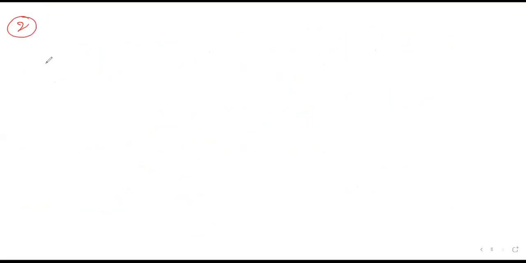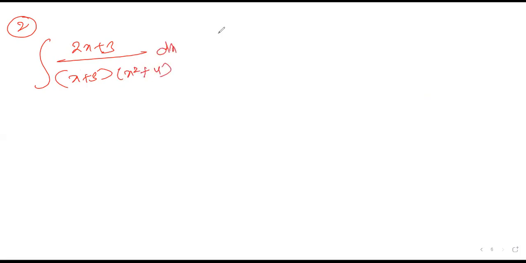It is here: integration of (2x plus 3) by (x plus 3) into (x square plus 4) dx. Clear? What is the method we need to follow for this? First method. This is 1 plus 2, which is 3, so it comes from method 1 only.